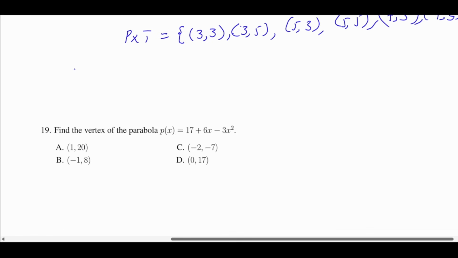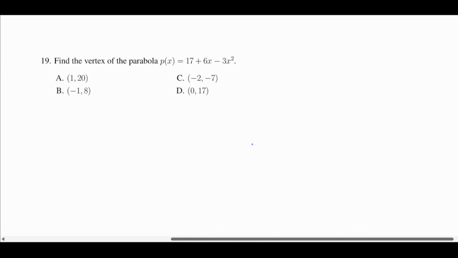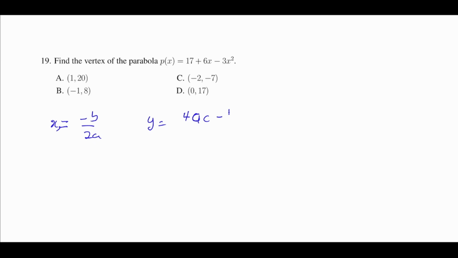All right. Then question 19 says we should find the vertex of the parabola. We can go through by two ways. We can use the formula or we use the method of completion of squares. If I want to use the formula, the vertex is given as the x component equal to minus b over 2a, and then the y component is given as 4ac minus b squared all over 4a.